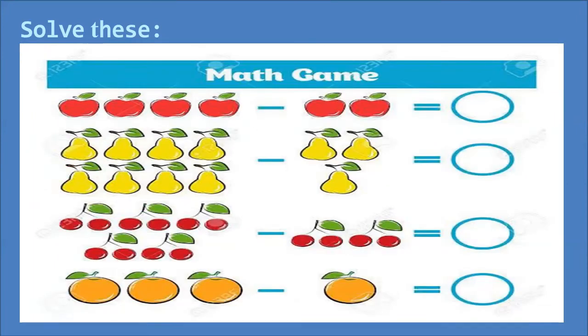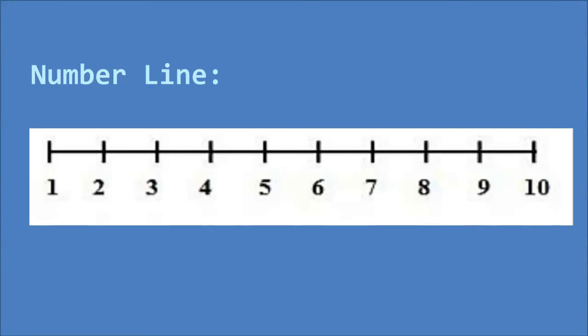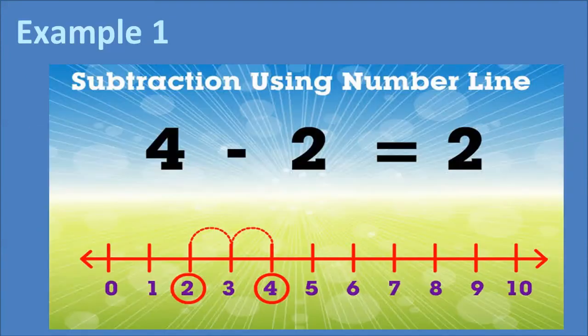Okay, students, now we are going to do subtraction. Here are some examples of subtraction. Let's come and solve. The first question is 4 minus 2. In this question, we will subtract 2 from 4. In subtraction using number line, we use backward counting. Yes, we use backward counting. The question is 4 minus 2.